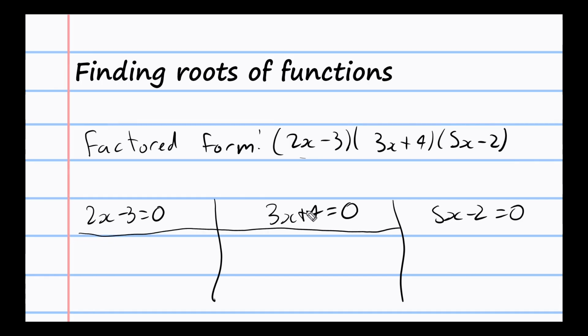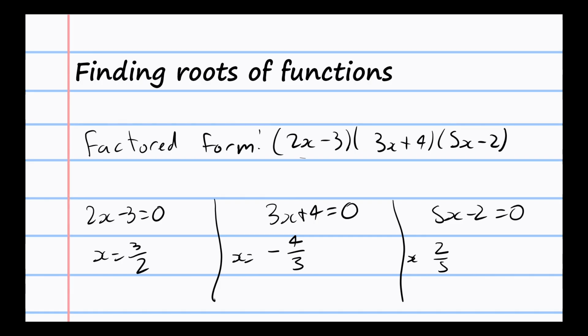Alright? So, let's see. x equals 3 halves, and x equals negative 4 thirds, and x equals 2 fifths. I should write x equals just to be extra specific. So that's how you'd find it for factored forms.